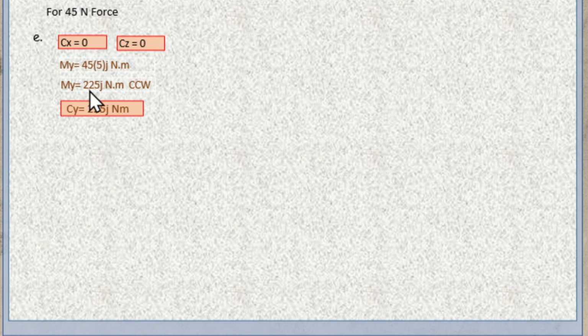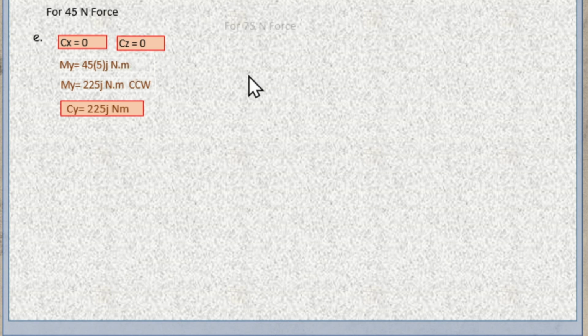So I will assume counterclockwise positive. The 45 Newton is rotating in counterclockwise, so it will be 45 multiplied by its perpendicular distance 5. It will give me 225 Newton meter in counterclockwise direction. Based on right hand rule, counterclockwise is positive, so this will be positive 225J Newton meter. And for our Z, looking at its top view, we cannot see our forces. Therefore, our couple Z is equal to 0.